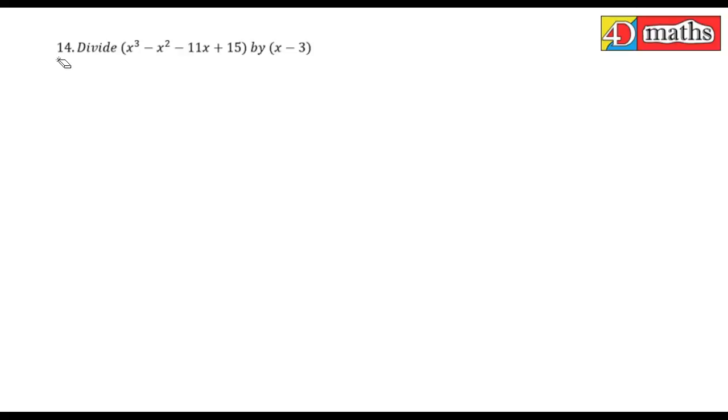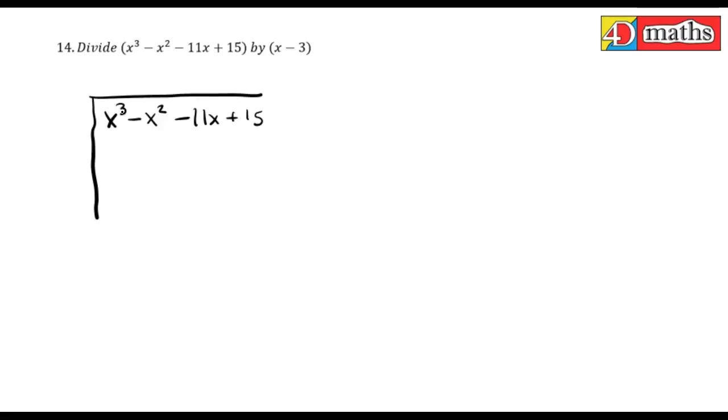Okay, so we look at the next question. It says divide x cubed minus x squared minus 11x plus 15 by x minus 3. Okay, so this is called long division in algebra. So we set it up like a long division question. So we put the cubic, divided by x minus 3.